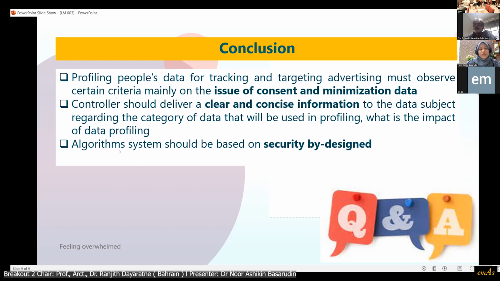So the algorithm system must be based on security by design, since it is out of our control. The system itself must be developed based on security by design, whereby all the development performs as intended and complies with the agreed standard under the GDPR.